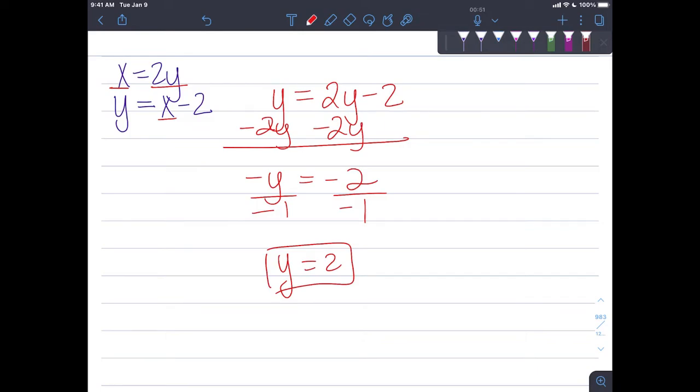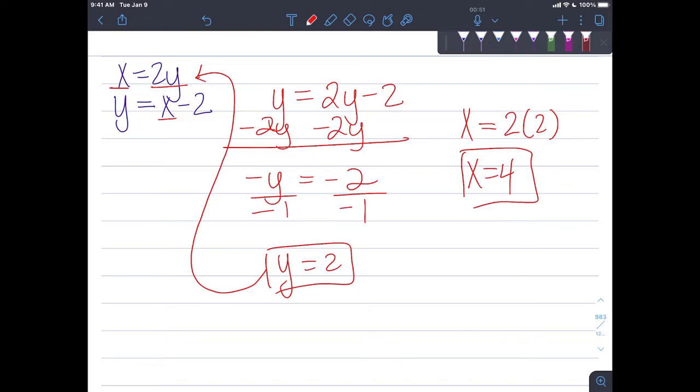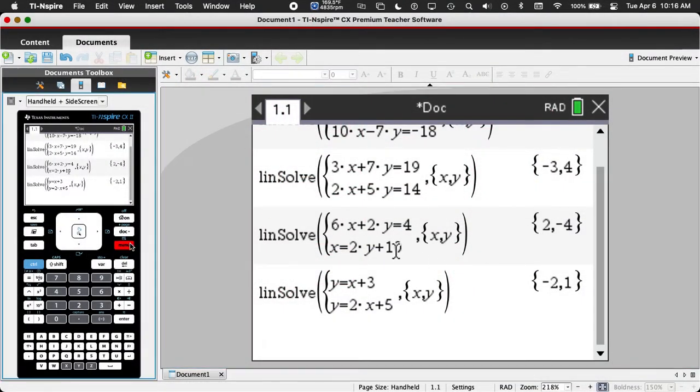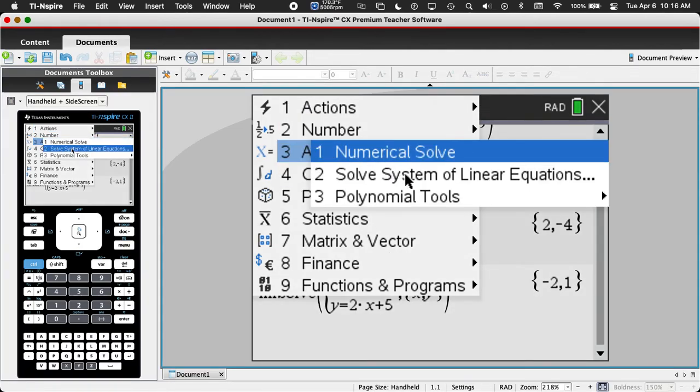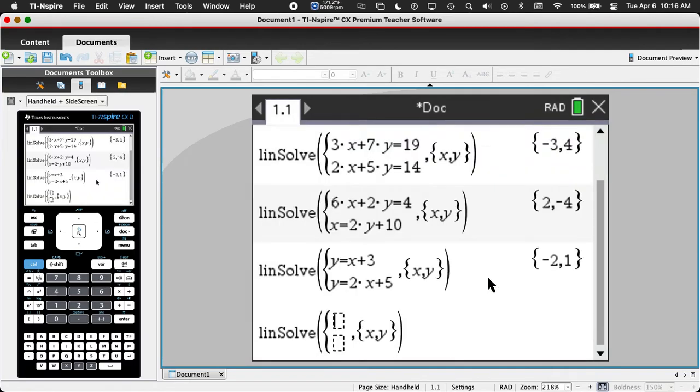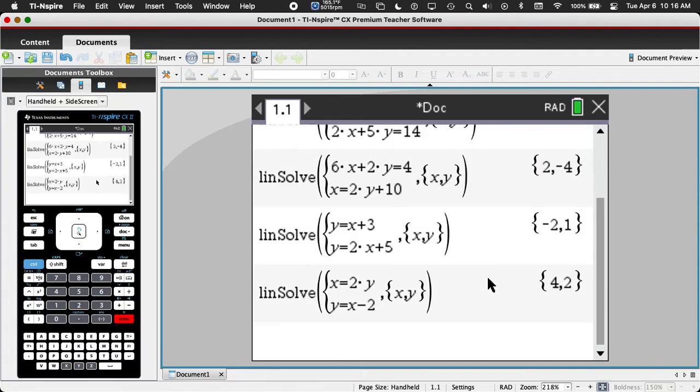So now I'm going to plug that back into the easiest equation in order to solve for x. And I find out that x equals 4. This is a consistent independent located at 4 comma 2. Let me just verify that with my calculator. Yes, exactly what I found earlier.